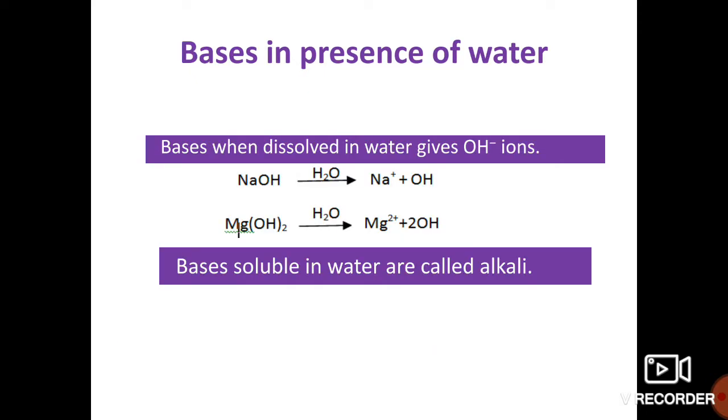Bases in presence of water. Bases when dissolved in water give OH minus ions. For example, sodium hydroxide when dissolved in water gives Na plus plus OH minus ions. Magnesium hydroxide, when we dissolve it in water, produces Mg2 plus ions plus 2 OH minus ions, or 2 hydroxyl ions. As you know, bases soluble in water are called alkali.